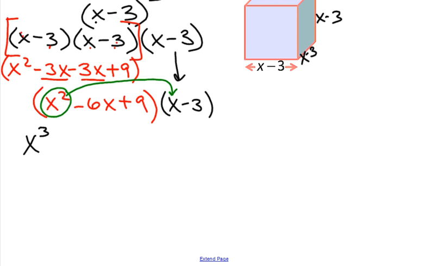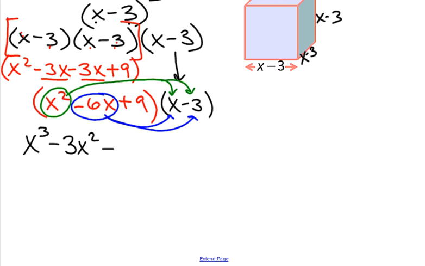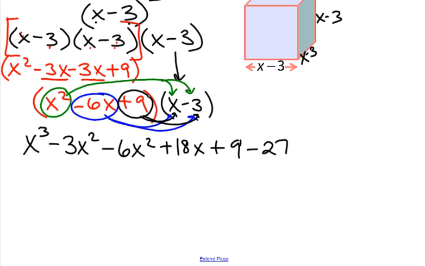Then go to negative 3. So that's x squared times negative 3, so negative 3x squared. Then you just move along your trinomial. So then next you have negative 6x, and so that distributes. So negative 6x times x is negative 6x squared. Negative 6x times negative 3 is positive 18x. And then finally, you would have the positive 9, which also is going to distribute. So 9 times x is 9x, 9 times negative 3 is negative 27.